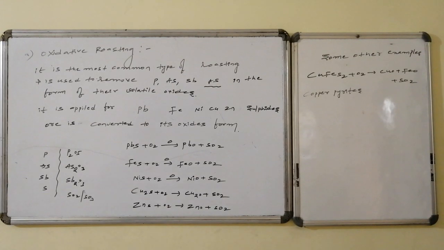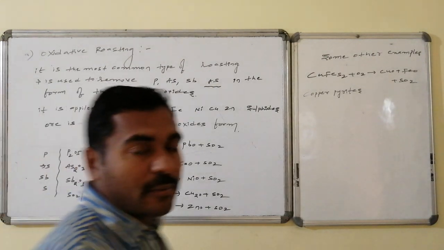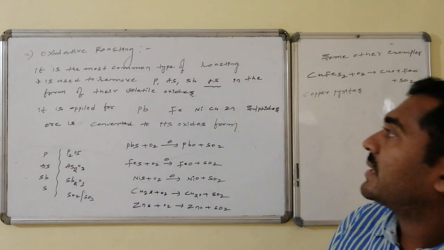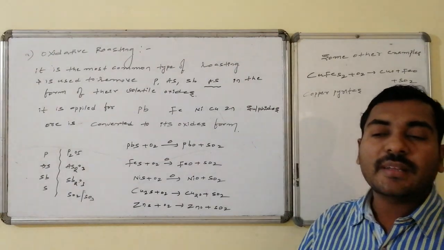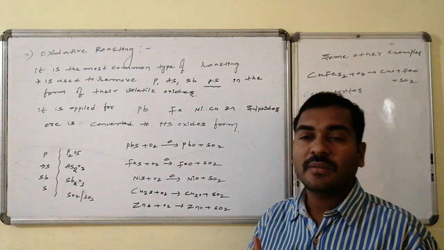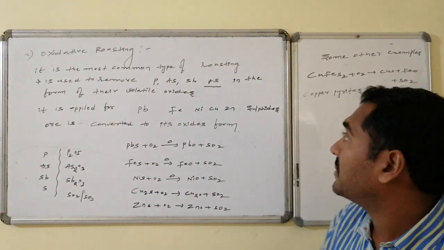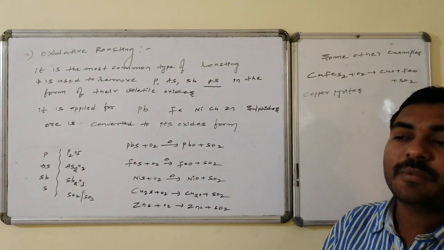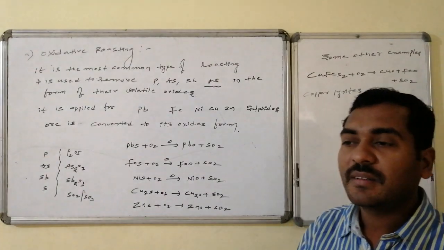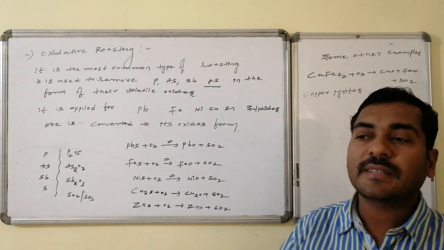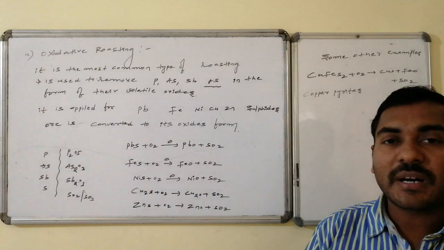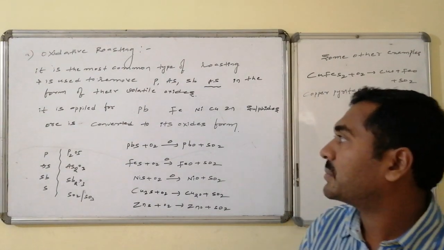Yes, oxidative roasting is the most common type of roasting process. It is used to remove volatile impurities like phosphorus, arsenic, antimony, and especially the sulfur present in the ore, and these are removed in the form of their corresponding volatile oxides. Not only the impurities, the sulfide ore is also generally converted to the oxide ore by this oxidative roasting process.